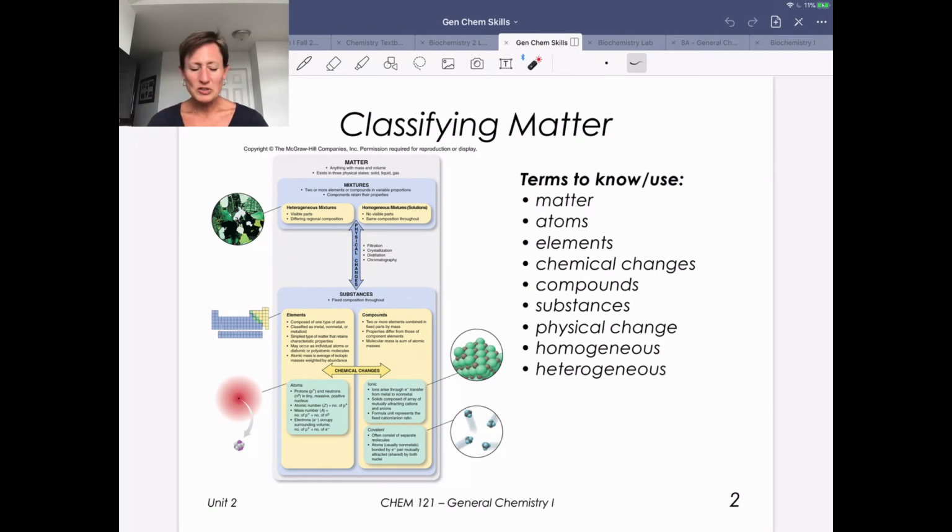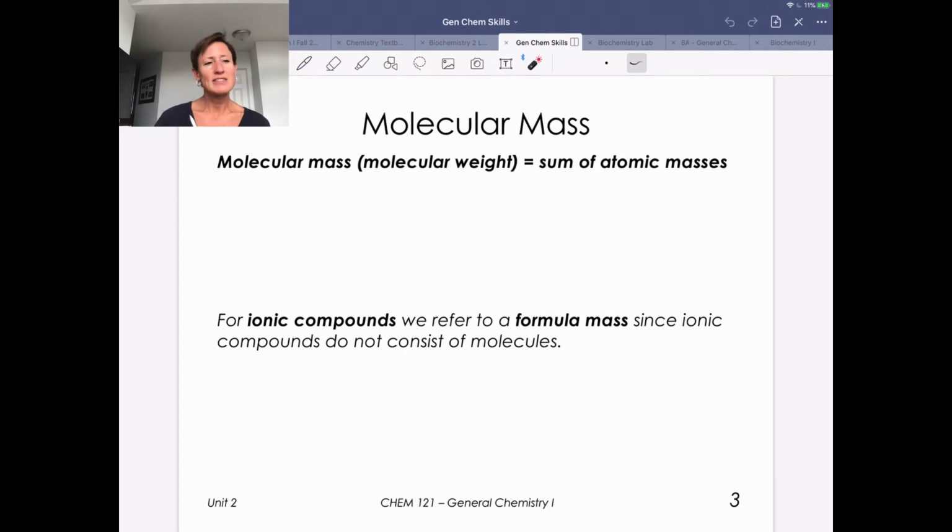A couple of other little things here to wrap up our chapter is how we think about quantifying matter. So we're going to talk about how we can determine molecular mass or molecular weight, which is going to be the sum of atomic masses. This is going to be relevant when we're talking about molecular compounds, which are going to be our covalent compounds. So I'm going to run through a couple of examples here to help us think about this.